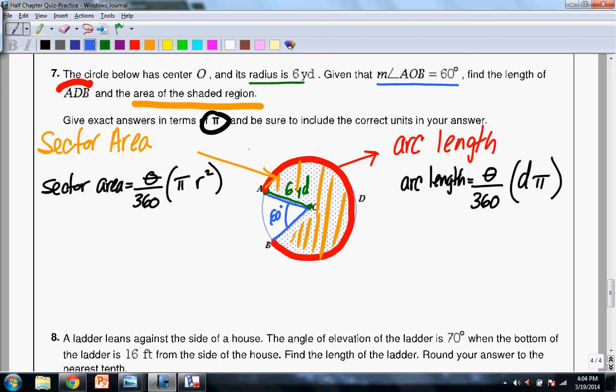So now we go here. You have everything you need. I want everything in exact terms of pi. Now the only trick to this is, what is your theta? Careful. It is not 60. Your theta here in the shaded region is this angle right here, the pink angle. So your central angle you're working with is the pink angle, not the angle 60. Use that, find your answers in exact terms of pi, watch your units.